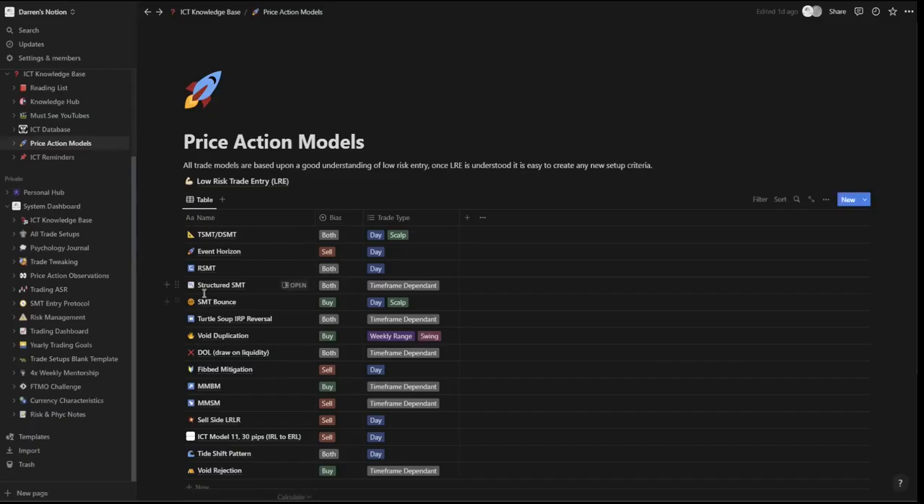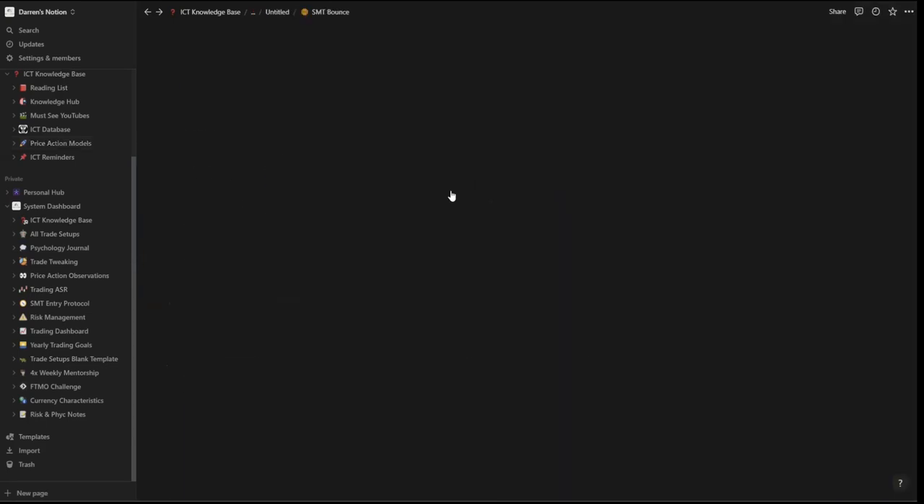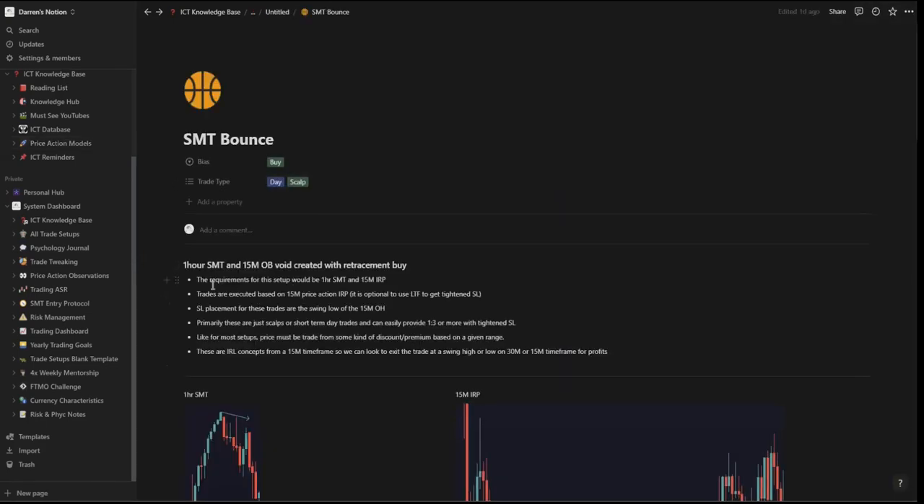So if I show you here quickly, let's just open this over here. So there's a little bit of rules here. The requirements for this setup: like I say, you need a 1 hour SMT and a 15-minute IRP. Trades are executed based on the 15-minute price action. So you're going to use the 15-minute chart. You can use a lower time frame if you want, but you're still going to mark up your 15 minutes. So your markups are going to be on the 1 hour and the 15 minute.